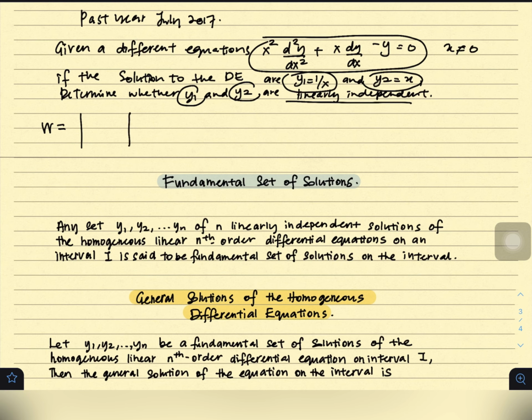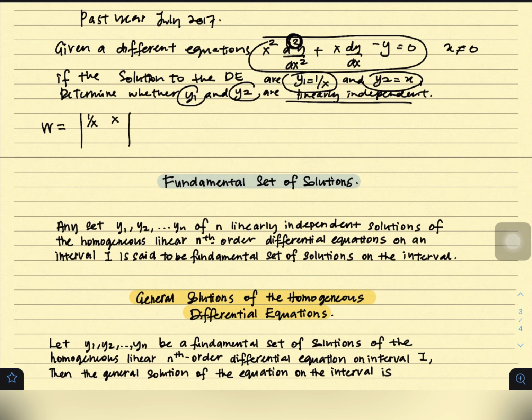What is the size of the matrix? It depends on the order of your differential equation. Now your differential equation is order 2, which means you have a 2 times 2 matrix. So what you need to do is write the first solution, which is 1 over x, and the second solution, which is x. And then you need to differentiate how many times? The order minus 1. So the order is 2, minus 1 is 1, which means that you need to differentiate once only.